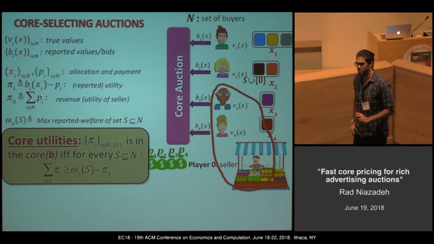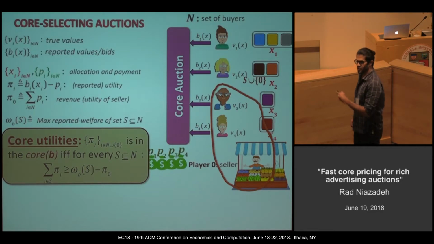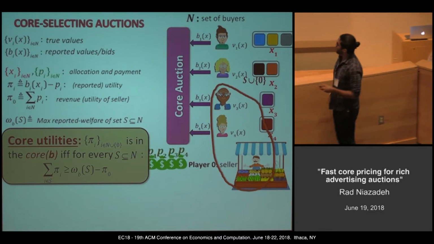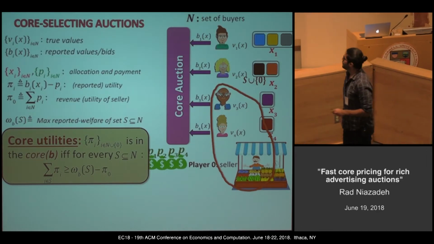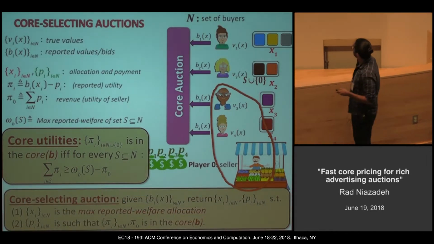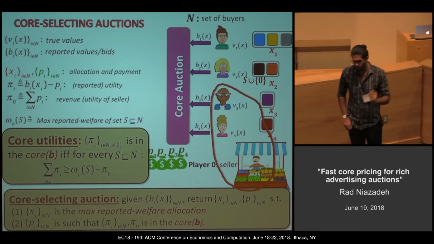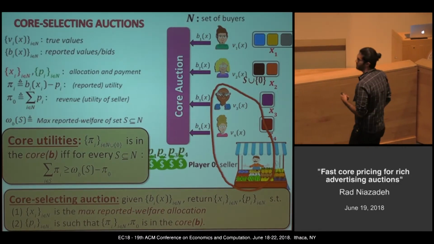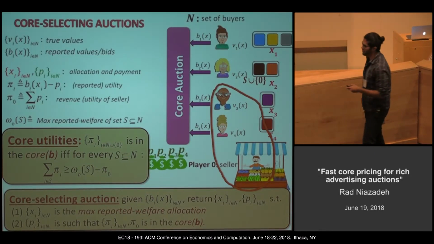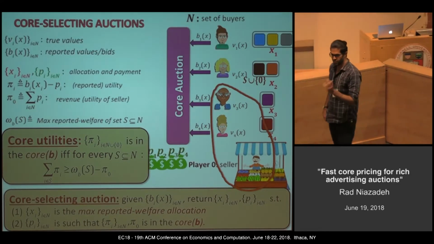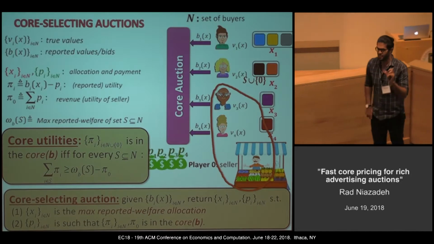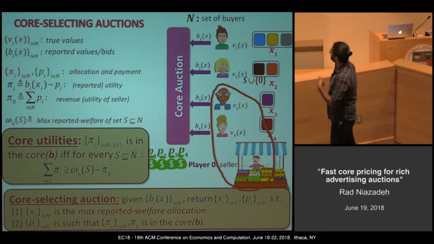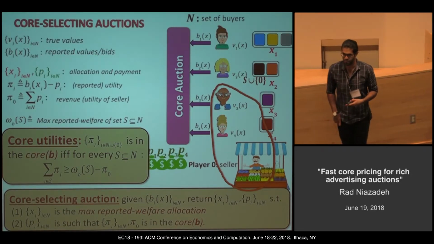For every subset of bidders S, the summation of their reported utilities should be at least the welfare minus the revenue. And then I say an auction is core selecting if, for any reported values, it picks an allocation and payments so that the allocation is the maximum welfare allocation with respect to the reported values, and the prices are such that the vector of utilities is in the core with respect to the reported values.